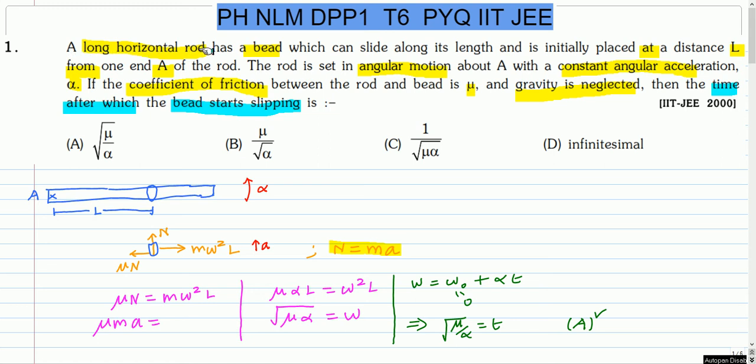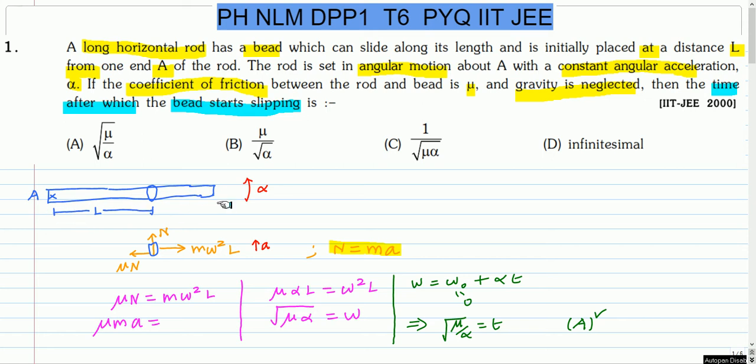A long horizontal rod has a bead which can slide along its length and is initially placed at a distance L from one end A of the rod. The rod is set in angular motion about A with constant angular acceleration alpha. If the coefficient of friction between the rod and the bead is mu and gravity is neglected, then the time after which the bead starts slipping is.